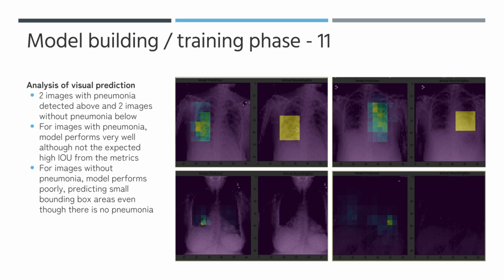As for the images without pneumonia detected above though, I can see that the model performs poorly. Even though the image does not have pneumonia, the model will still predict a bounding box indicating pneumonia detected, albeit a significantly smaller and less clear bounding box area. This is also an area for improvement in order to make sure that the model works as expected, as having this issue will result in a high number of false positives.